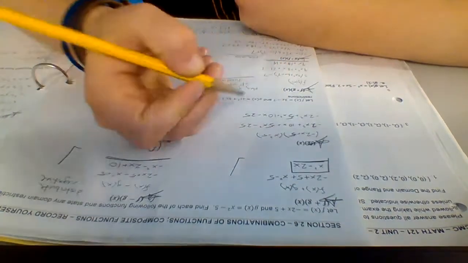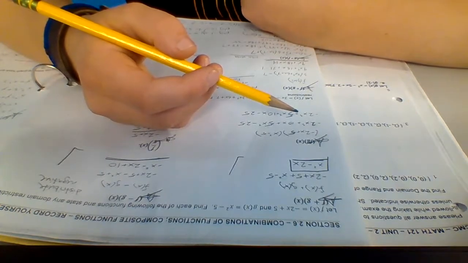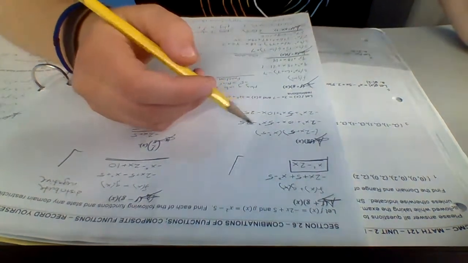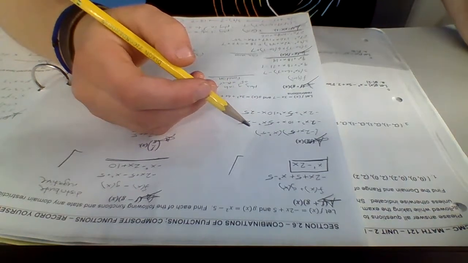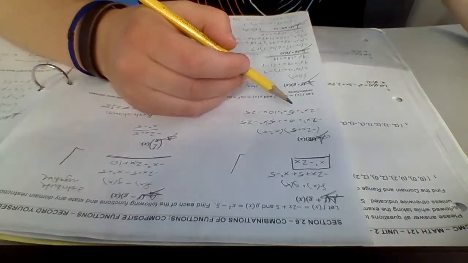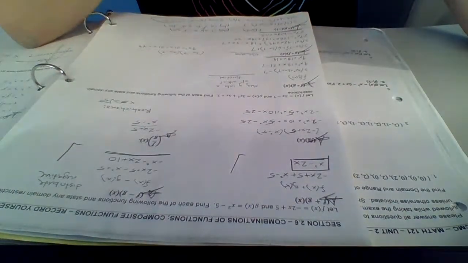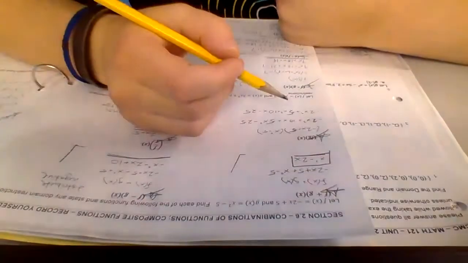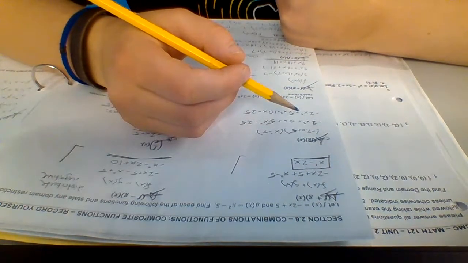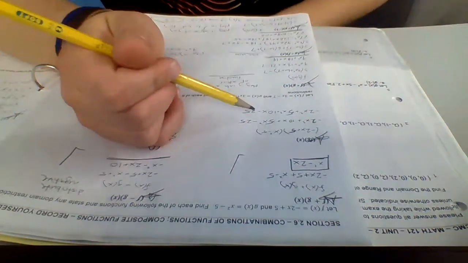Next problem, we're just going to multiply these together, so it's going to be a FOIL problem. We get negative 2x cubed plus 10x plus 5x squared minus 25. We can't really do anything with this, so we're just going to rearrange the terms in order of the exponents. Negative 2x cubed plus 5x squared plus 10x minus 25. And that's our third problem.